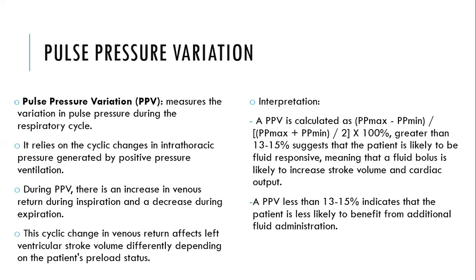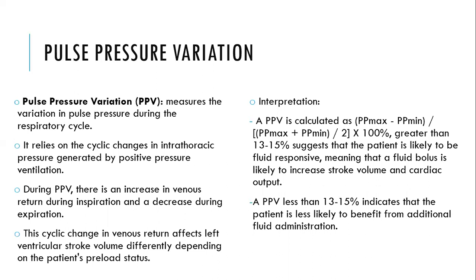Another way to assess fluid responsiveness or fluid status for your patient is the pulse pressure variation. What it does is that it measures the variation in your pulse pressure during the respiratory cycle. Let's remind ourselves that pulse pressure refers to the difference between systolic blood pressure and your diastolic blood pressure. During positive pressure ventilation, especially for patients who are mechanically ventilated, or even if you're doing ambu-bagging, there's an increase in venous return during inspiration, and this decreases during expiration.